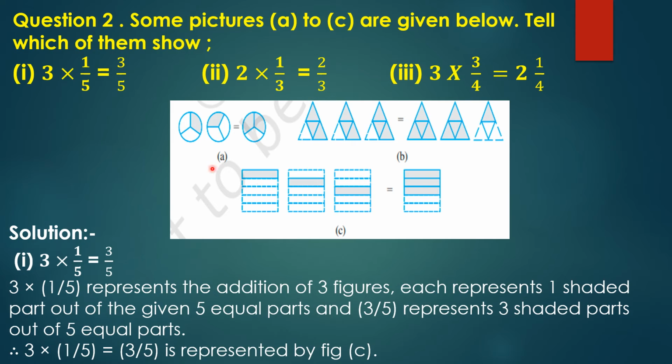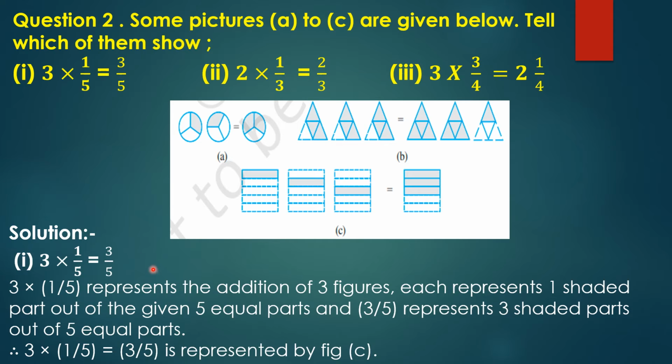Now let us go for question number 2. It says that some pictures A to C are given below. Tell which of them shows. There are three sub questions, and below there are three pictures given. So we have to identify which sub question matches with which picture out of A, B, C.